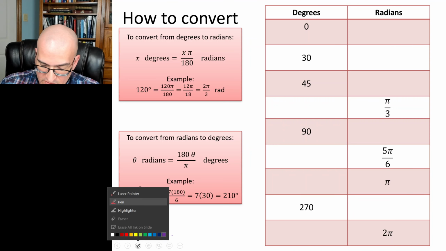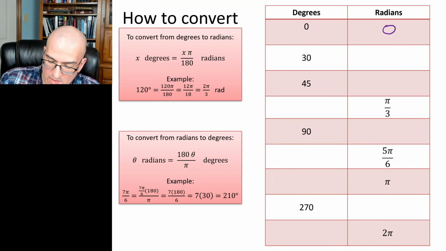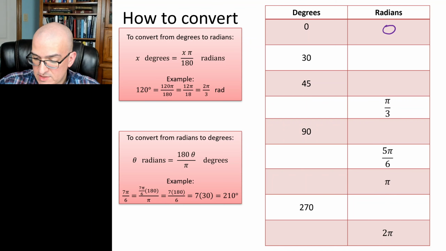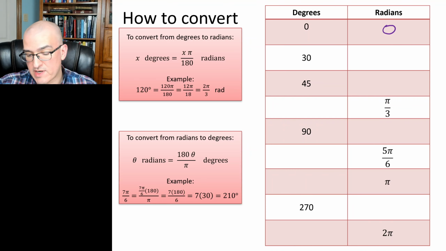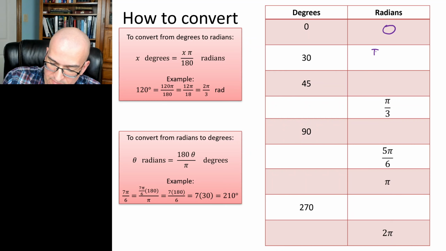I'll do a few more conversions. So I'll go from 0 degrees to 0 radians. That one's easy. We have 0 multiplied by pi over 180, which is 0. Now to go from 30 degrees to some number of radians, we're going to have 30 times pi over 180. 30 over 180 is 3 over 18, canceling the 10s. And then we can factor 3 out of 18, cancel the 3s, and we get pi over 6.